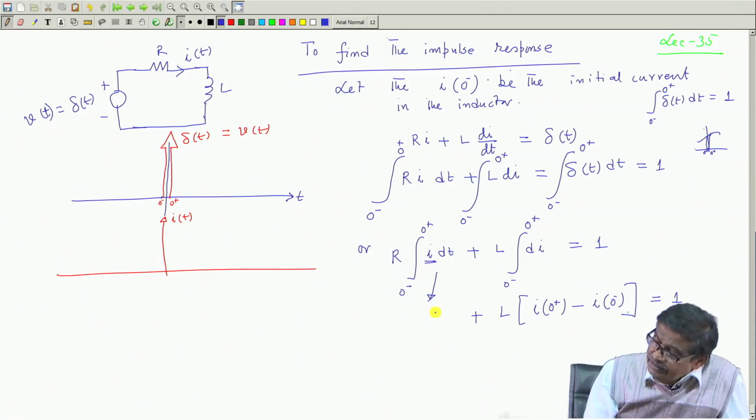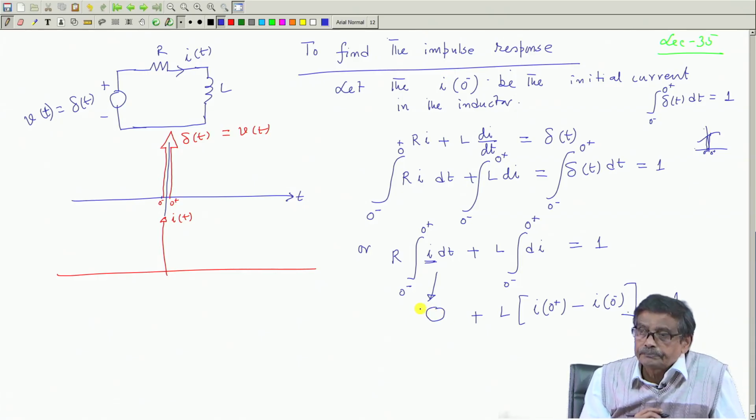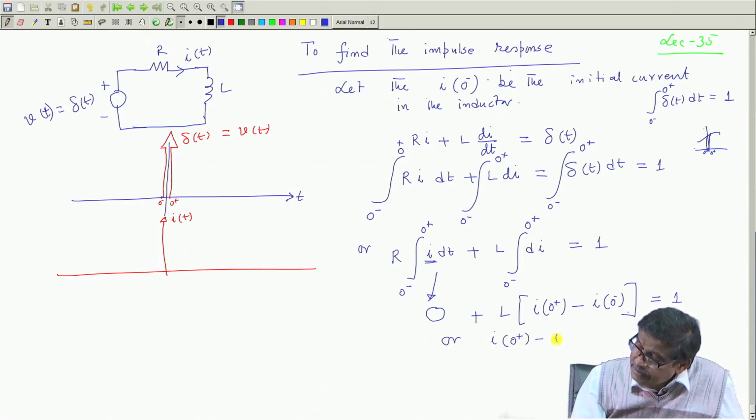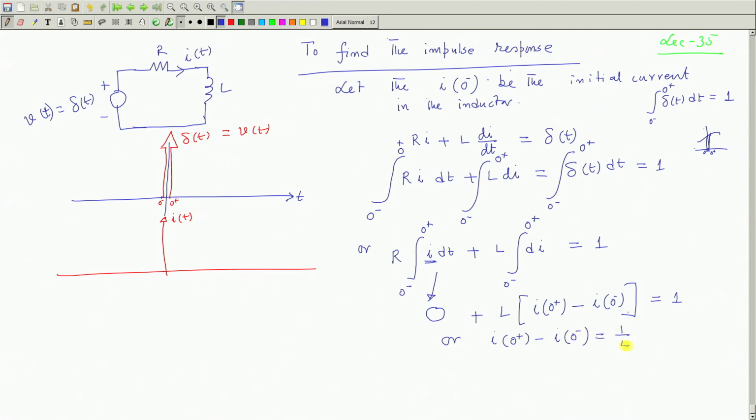Got the point? So, this integral will become 0, and then I will say that I 0 plus minus I 0 minus has to be equal to 1 by L, or I 0 plus will be equal to I 0 minus plus 1 by L. Mind you, here is a case where I 0 plus is not equal to I 0 minus, because of the presence of an impulse as an excitation.